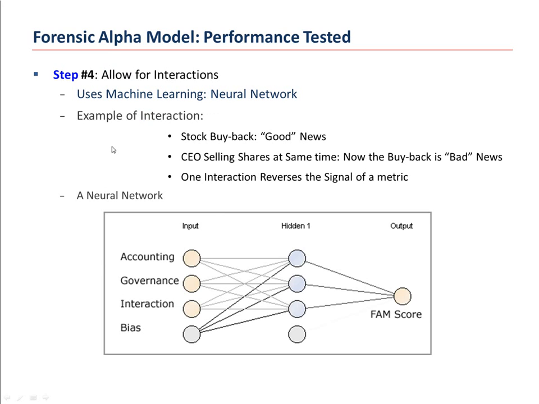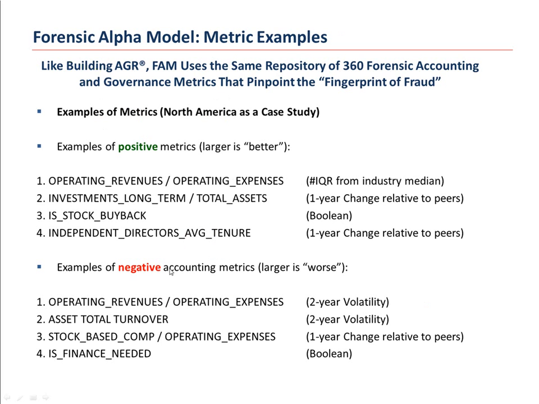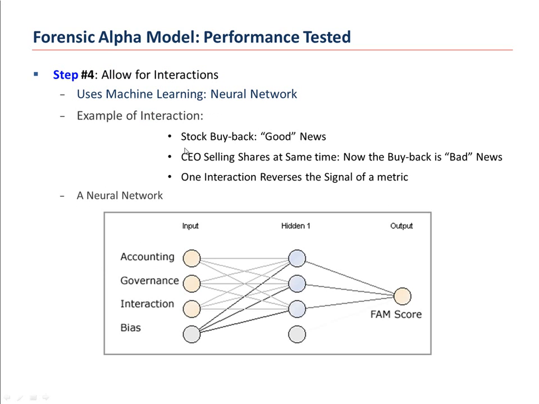The final step we did in the forensic alpha model in order to improve it from the AGR model, or in other words, in order to improve it from a model which predicts fraud and then implicitly predicts stock returns, is to allow for interactions. And one simple example is probably good enough. Imagine that you got information that there's a stock buyback. It turns out in North America, as we saw in the prior slide, that if there's a stock buyback, that's actually positive for stock returns. But what if I then told you that the CEO is also selling shares at the same time? It turns out that when these two things happen together, it's actually bad for stock returns. And that's one example of a very simple interaction.